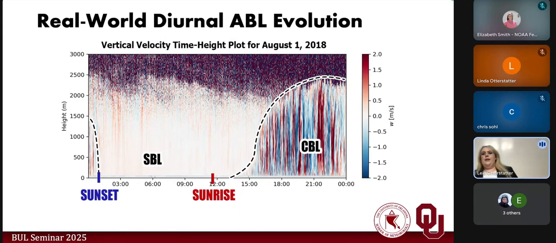And then a couple hours after sunrise, which I've labeled in red, the CBL forms and evolves throughout the day. Once the sun comes out and begins to heat the surface, the thermal plumes begin to rise, and then the convective boundary layer begins to form. The darker the color that you see within the CBL, the stronger the vertical velocity. Red is an updraft and blue is a downdraft. So this is what it looks like for one particular case in general.